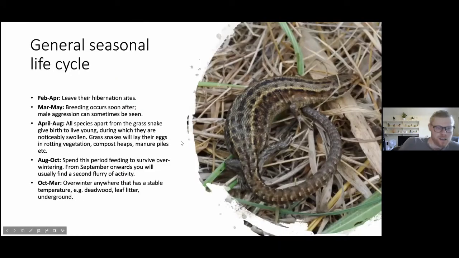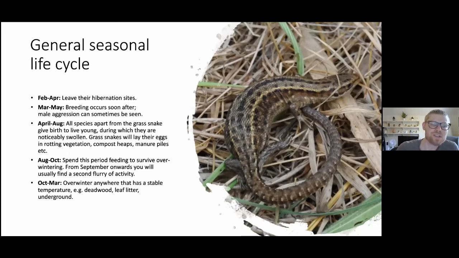Okay, so we're just going to talk very briefly about the general seasonal life cycle of a reptile. So what they do all throughout the year. This does depend on the weather, the current weather of that year, and where you are in the country as well. It tends to get warmer a little bit earlier in the south of England, and as you get further north, it's a bit colder.